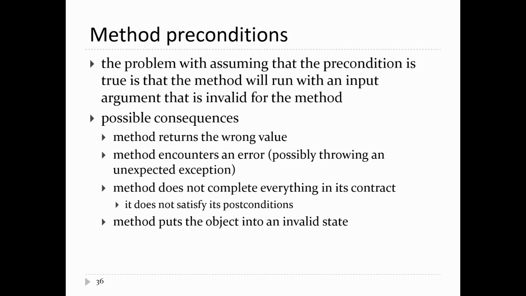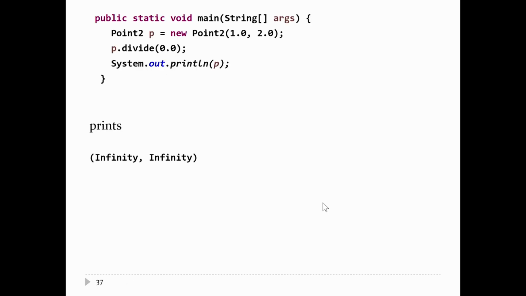Another consequence is that your method can't do everything that it says it does in its contract. In other words, it doesn't satisfy its postconditions, which is what we're going to talk about next. And another possible consequence is that the method can put an object into an invalid state. So if I take that point and divide it by 0, you end up with infinity and infinity. You can also end up with negative infinity, or not a number, NaN. Depending on what your point class is being used for, you might argue that those are invalid points.